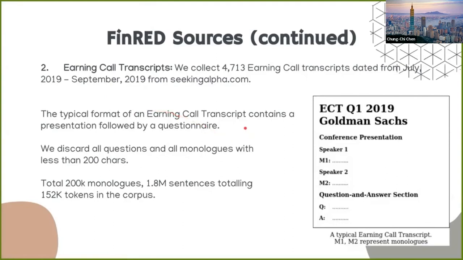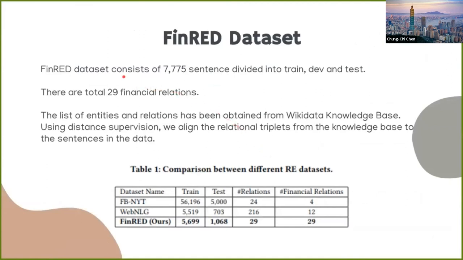The typical format of an earning call transcript consists of a presentation where the company participants speak in monologue, which is followed by a questionnaire, which contains questions from the audience and answers from the company participants. As a pre-processing step, we discard all the questions, and we also discard all the monologues which contain less than 200 characters. In total, we obtain 200,000 monologues, 1.8 million sentences, totaling 152,000 tokens in the corpus. Finally, the FinRED dataset consists of 7,775 sentences, which have been divided into train, dev, and test.